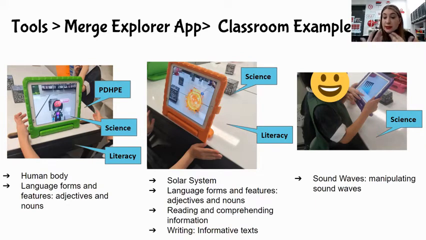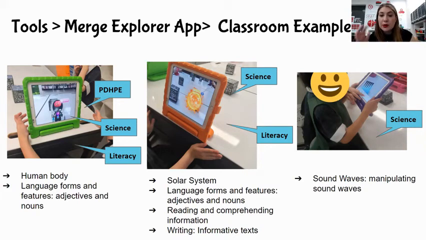In the middle here, this is a solar system experience. Students in this example were exploring different aspects of the solar system, each particular part of the solar system. So you can see the sun here. If I click on the eye next to the sun, I'll get some information about the sun. The students would then do some reading and comprehending of that information. And then we use that information to create an informative text about the sun using our language forms and features, focusing on nouns and adjectives as well as sentence structure within that context.